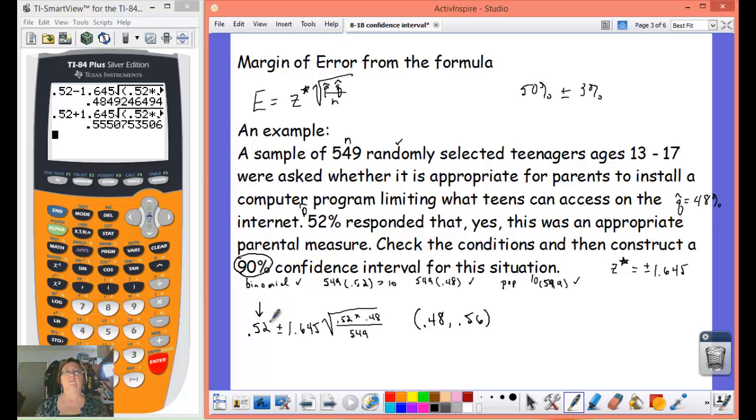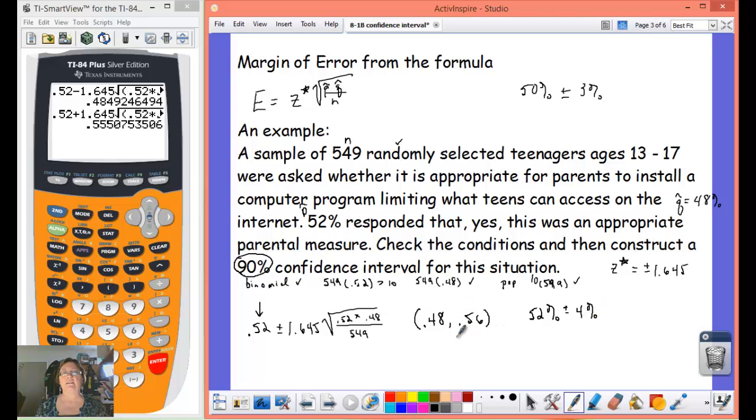Now you could also write this as 0.52 plus or minus, and you can see that that would be 4%. Both of those ways of showing the interval are okay, so I'm going to write it that way as well. 52% plus or minus 4%.